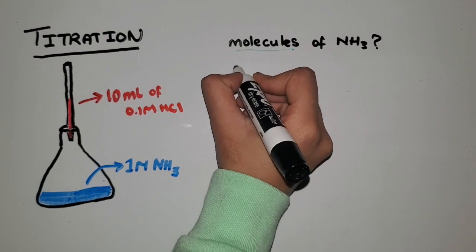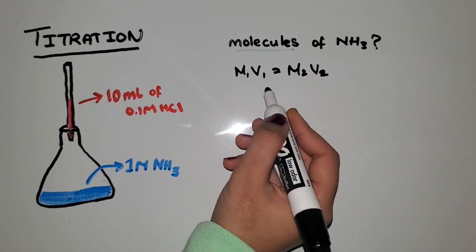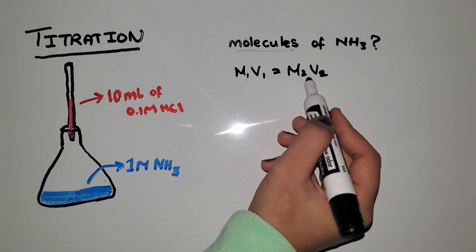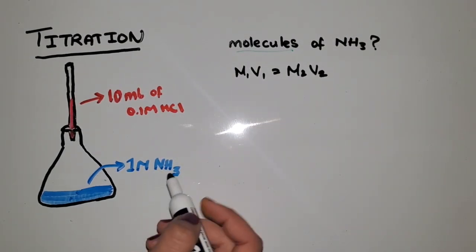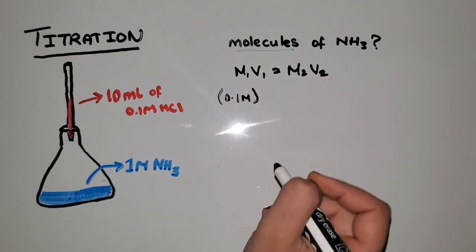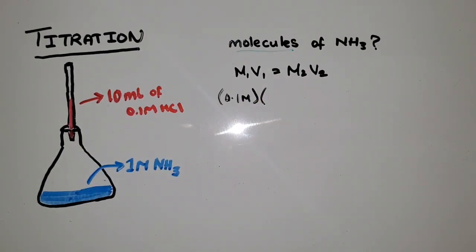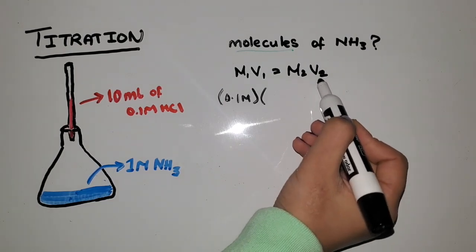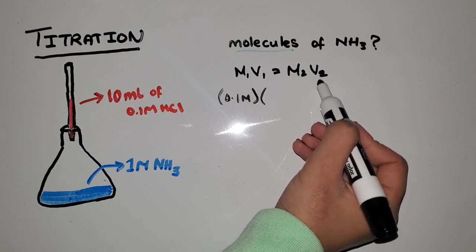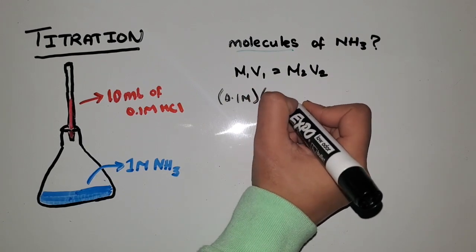So let's get started. We have M1V1 equals M2V2. Now the M1V1 refers to our HCl, the M2V2 refers to our ammonia solution. So we know our concentration, it's 0.1 molar HCl times the volume. So now remember that this has to be in liters, or if you are to keep it in milliliters, that the volume that you get for V2 will also be in milliliters. So just keep track of your units. For now, I'm just going to leave it in milliliters.